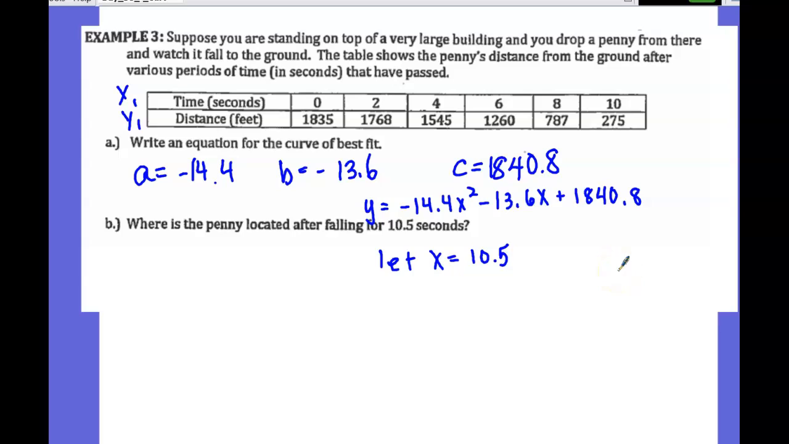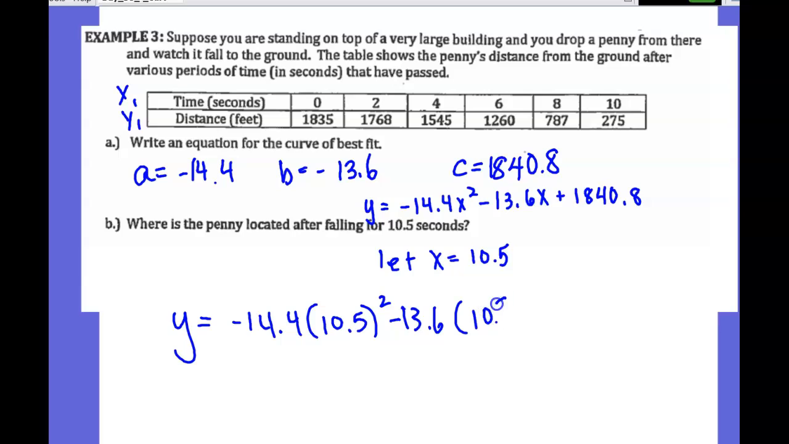So our y is equal to negative 14.4 times 10.5 squared, minus 13.6 times 10.5, plus 1840.8. We put it in the calculator, and our y is equal to 110.4 feet.